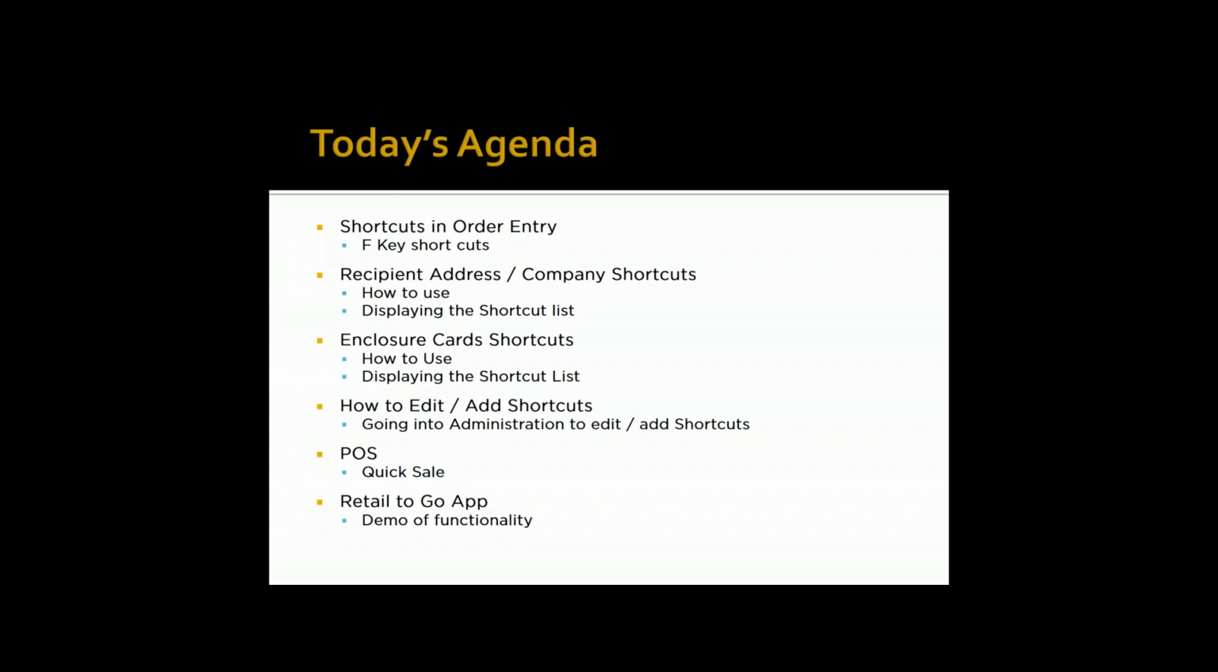Third, we're going to go over the enclosure card shortcuts. This is for card messages and show you how to put your own signatures in there for people and companies that do a lot of ordering from you. In specific, if you have a business that orders a lot from you, you'd be able to put their signature in and use it as a shortcut every time.